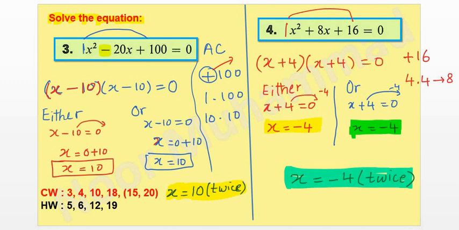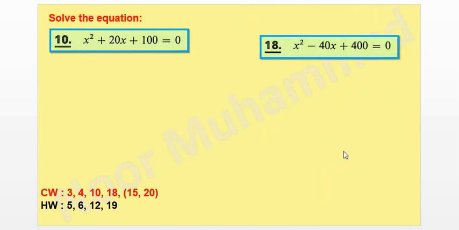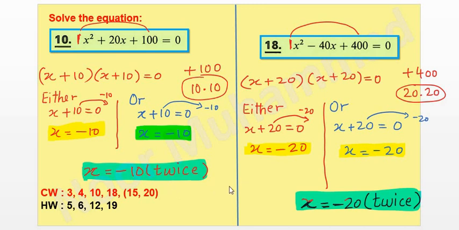Clear? Let's solve some more questions, and both these questions, they have exactly the same idea. So better pause the video here, solve both the questions on your own, and then play the video to check your answers. So here are the answers for both the questions.